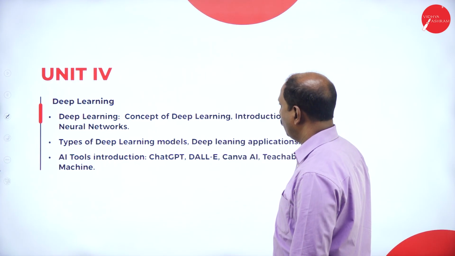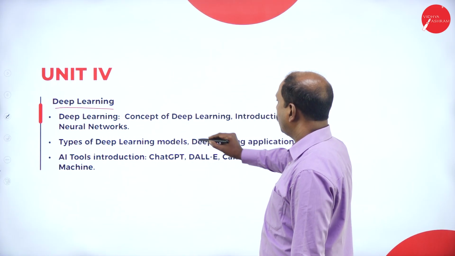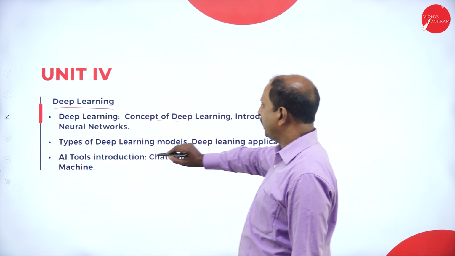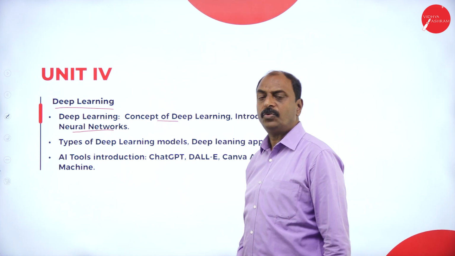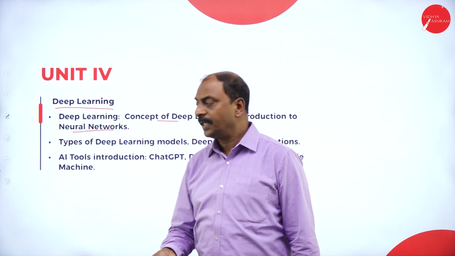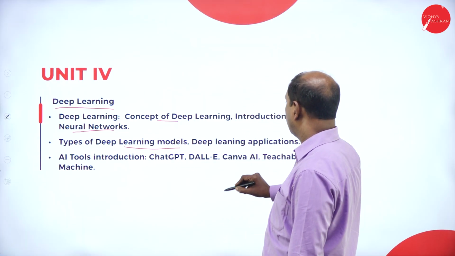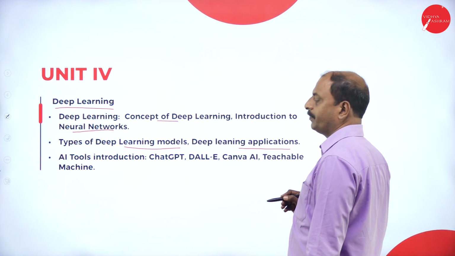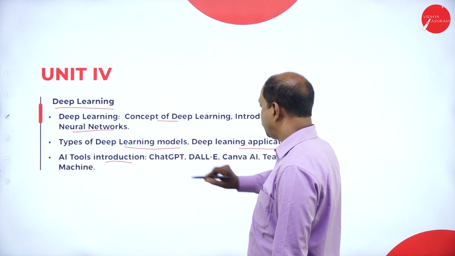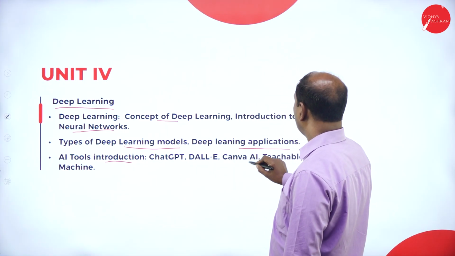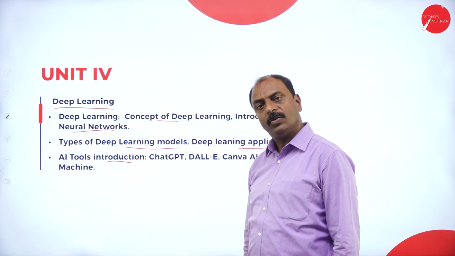In Unit 4, we are going to talk about deep learning. What is deep learning and what are the concepts of deep learning and basic neural networks. It is an introduction to neural networks, like how we have a computer network. And again, types of deep learning models, deep learning applications, and again, AI tools introduction, just like ChatGPT, DALL-E, Canva AI, and others. See, these are the topics to be covered in Unit 4.